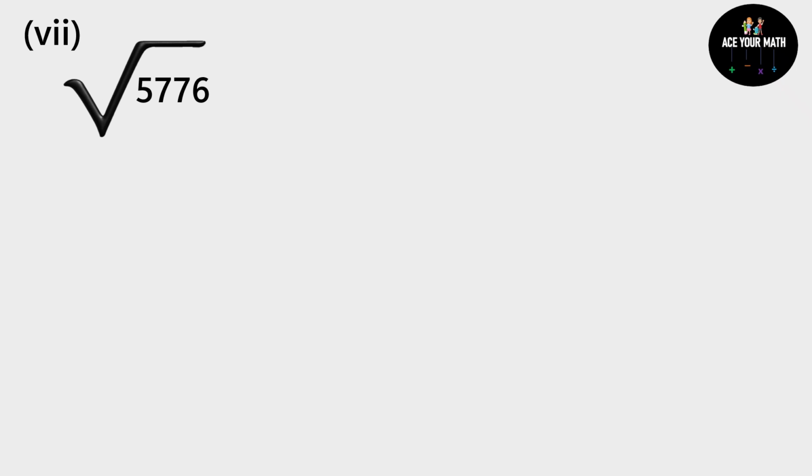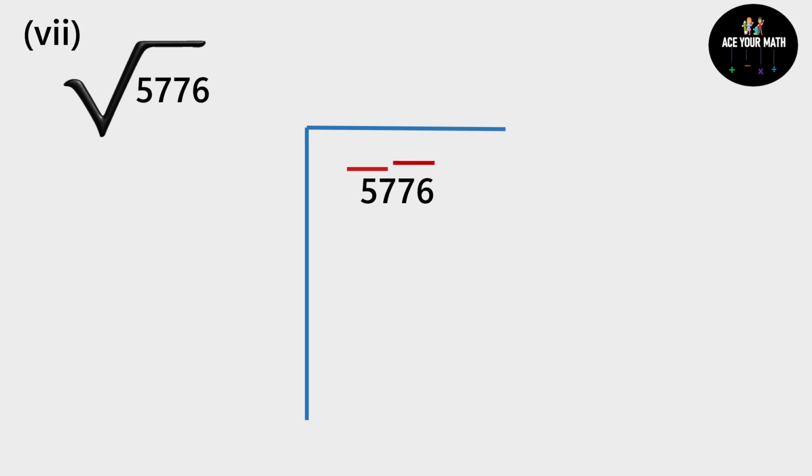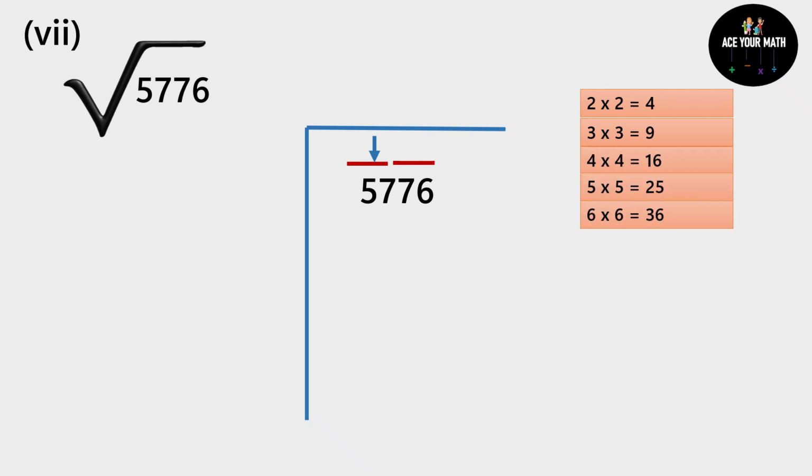Now look at the next sum. It is 5776. Put lines. Now start forming groups. So 76 forms one group. 57 forms another group. Now we will look for squares of numbers. So write down a few squares of numbers so that the value is either 57 or less than 57. So you will try, and 5 square is 25, 6 square is 36, 7 square is 49, 8 square is 64. So 64 is greater than 57. It means we will consider 7 square.